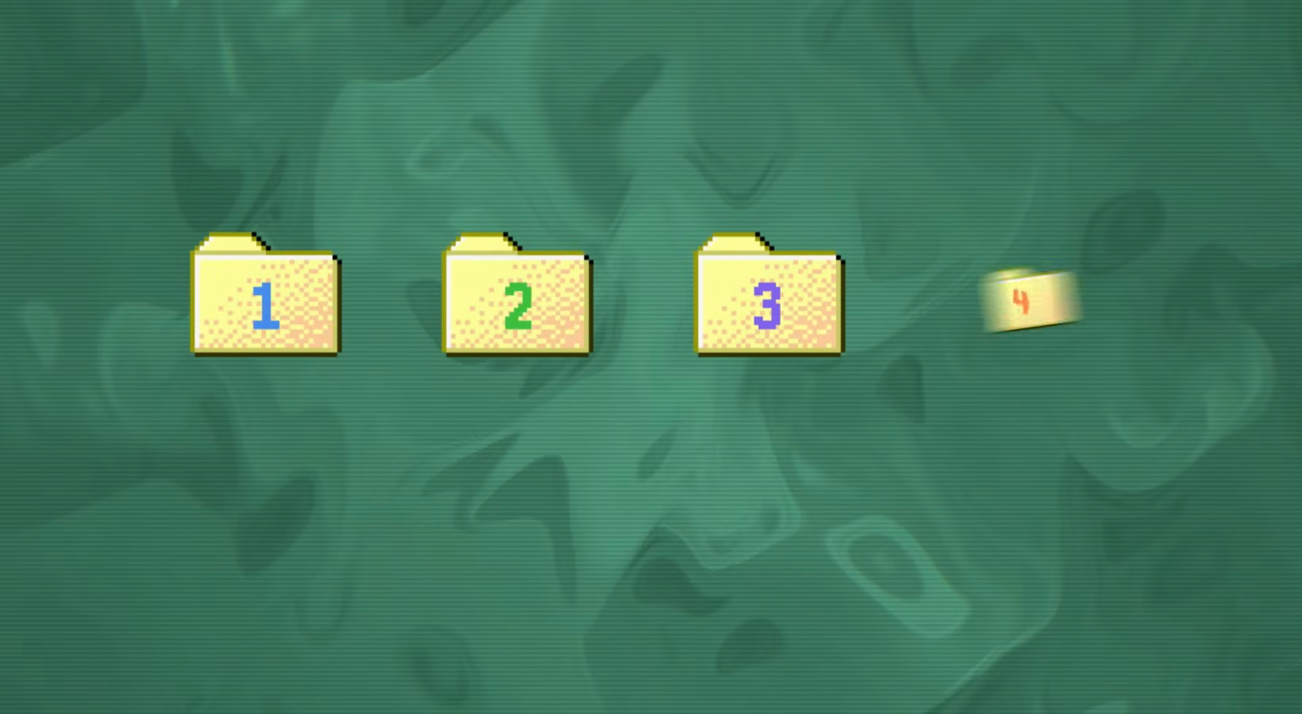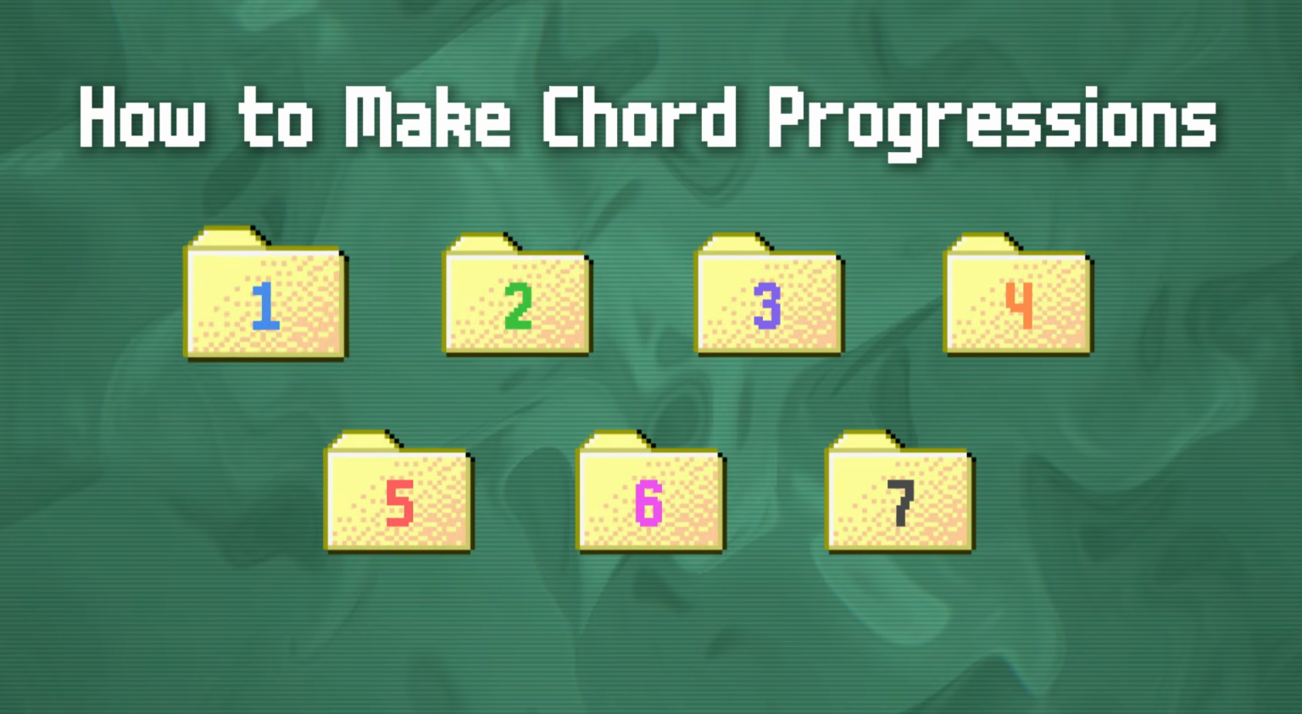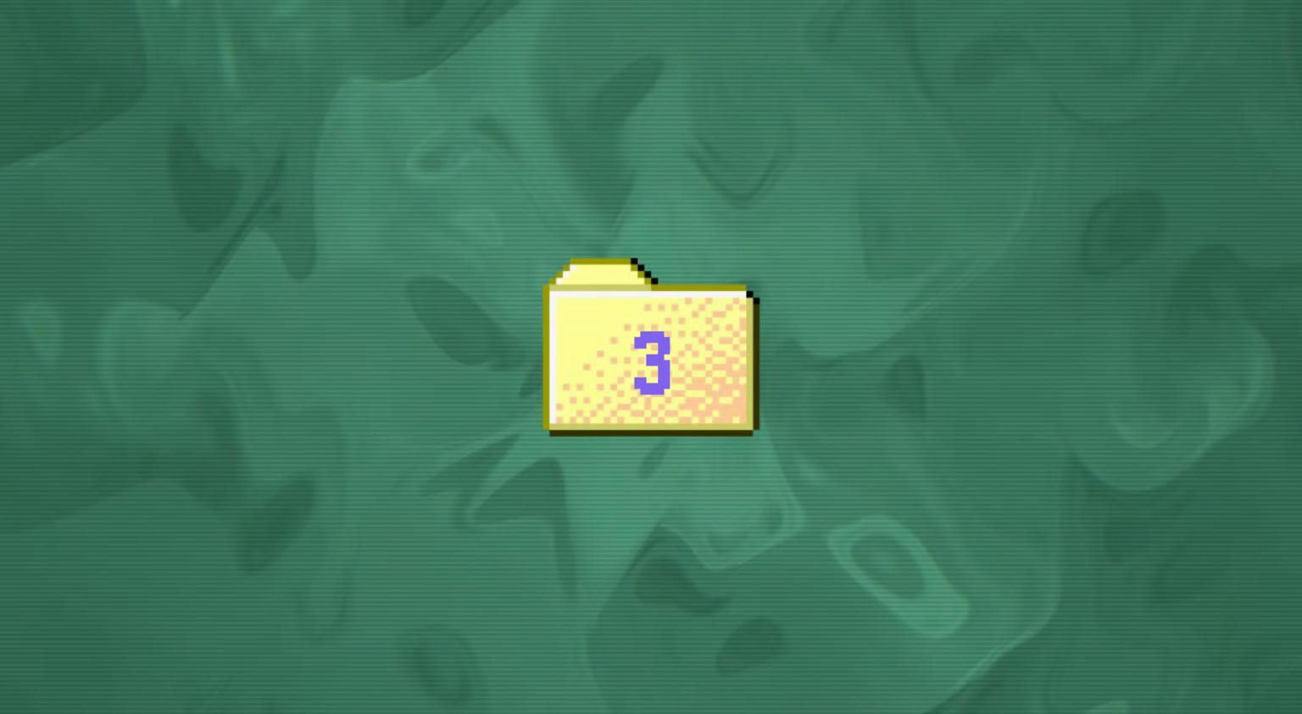This is level 3 in my 7-part How to Make Chord Progressions series, so if you get confused on anything, feel free to check out level 1 and 2 where I go over how to make and structure simple chord progressions. But without further ado, let's get started.